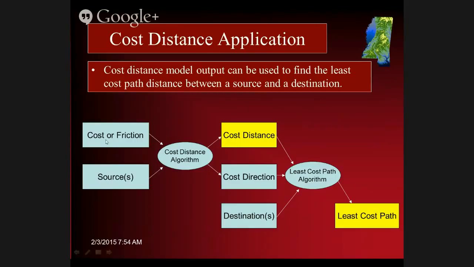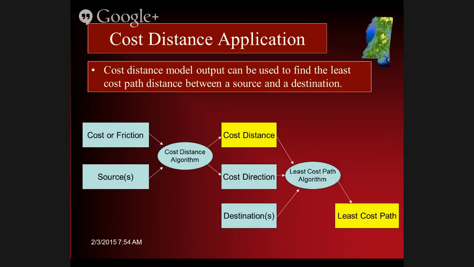Okay. So we followed that through. The cost or friction and the source are the inputs. We get the cost distance algorithm. The main output is cost distance, but cost direction is also important. In fact, cost direction is one of the inputs to the least cost path algorithm. Another one of the inputs to the least cost path algorithm is the destination or destinations. You can only have a single source, but you can have multiple destinations.